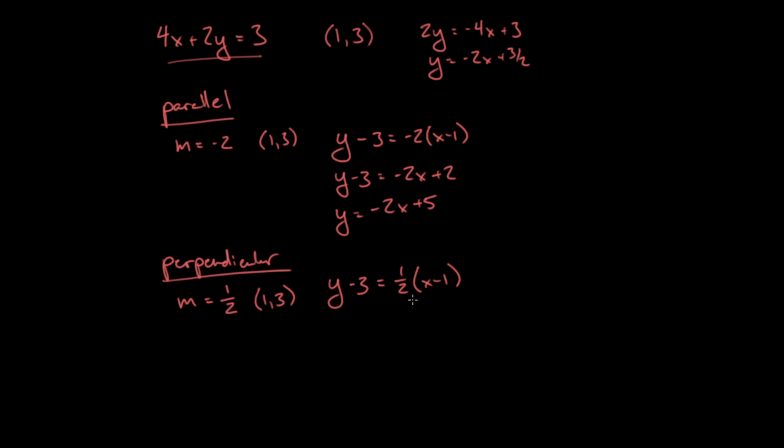And if I really feel the need to put this in slope-intercept form, I can do that. That's going to be y minus 3 equals 1/2 x minus 1/2. And then y equals 1/2 x. So if I add 3, I'll be down to 5/2, I guess. Yeah. And so this is the equation now of my line that goes through the point 1, 3 and is perpendicular to my original line. So it forms a right angle with it. So that's all there really is.